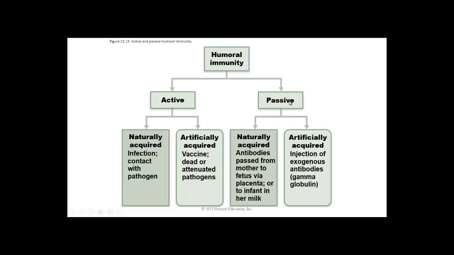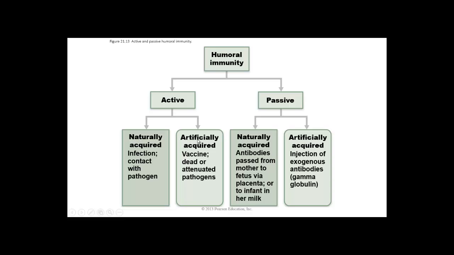So you're receiving antibodies that you did not make in the passive branch, and when you're actively making the antibodies yourself, that's the active branch. Naturally acquired active humoral immunity is when you get sick. You're exposed to chickenpox virus, you make the antibodies against it because you acquired that antigen in nature. So when you go to school, there's a kid with chickenpox, you get the chickenpox, that's naturally acquired active immunity.